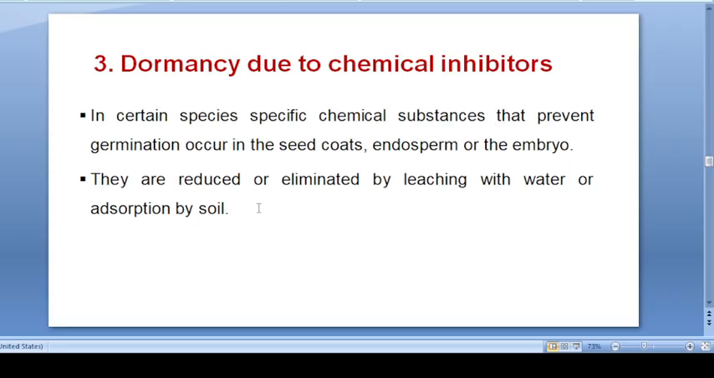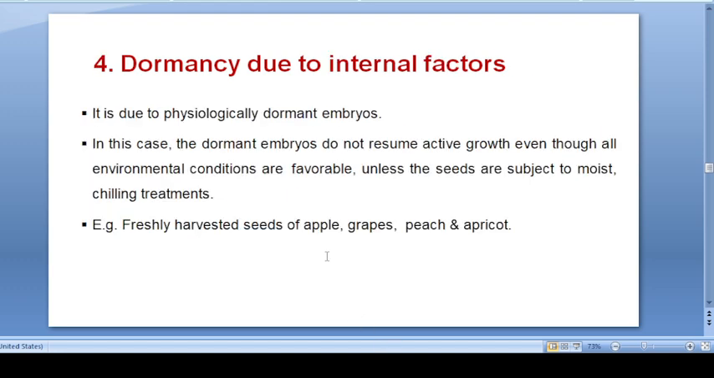Next is dormancy due to chemical inhibitors. Here, because of the presence of some chemical substances or growth regulators like ABA, an excess amount of abscisic acid, the germination process is hindered in agriculture or horticulture crops.